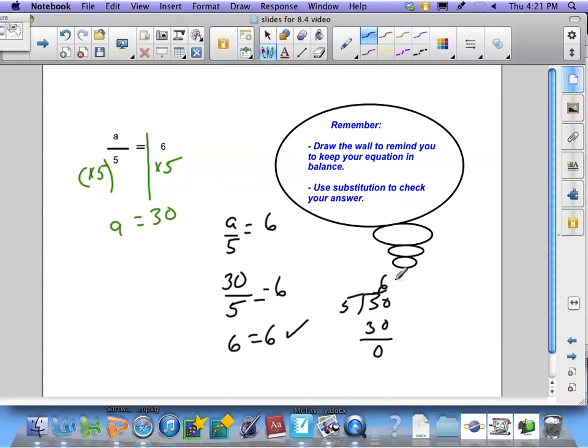To solve algebraic equations with variables, you're always going to use the inverse operation. The multiplication property of equality tells us if you multiply both sides of an equation by the same number, your equation will remain equal. And always check your work. Be sure your answer makes sense.